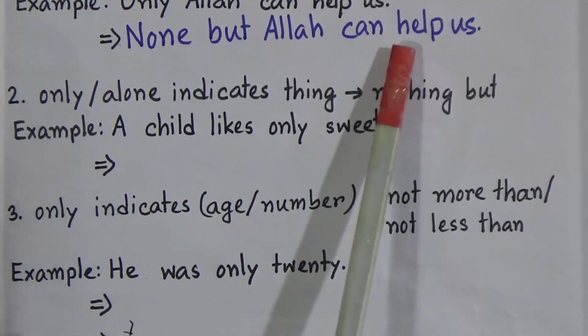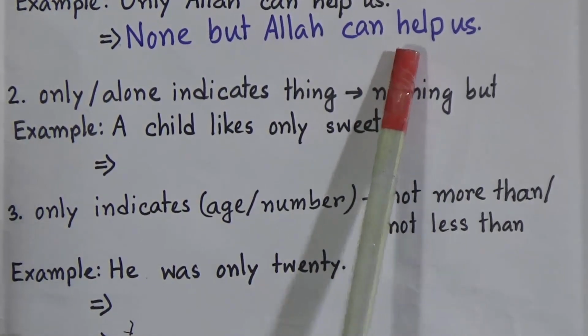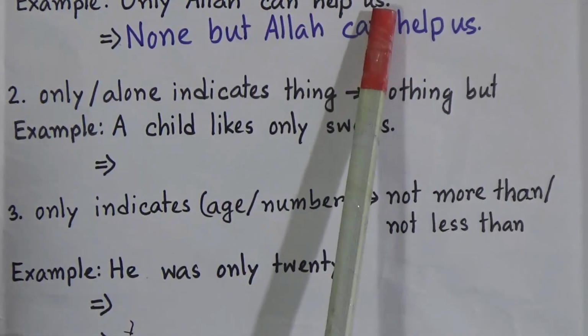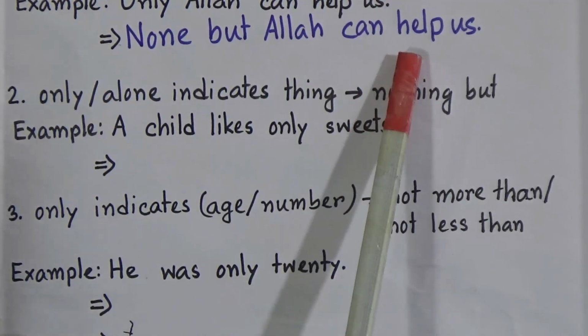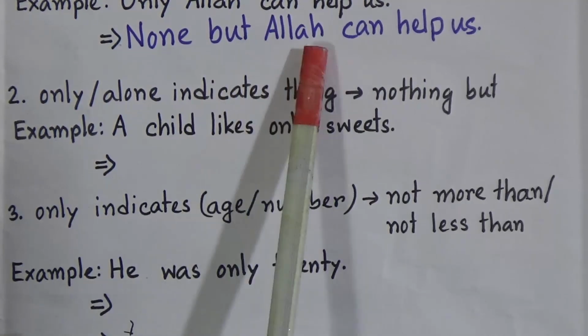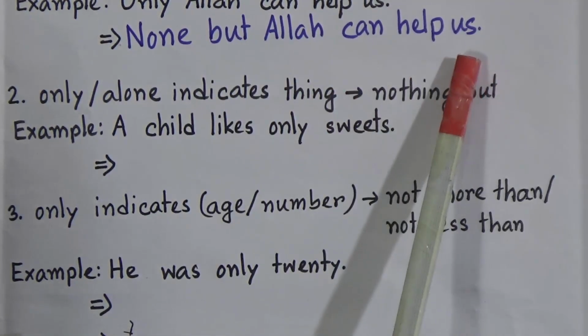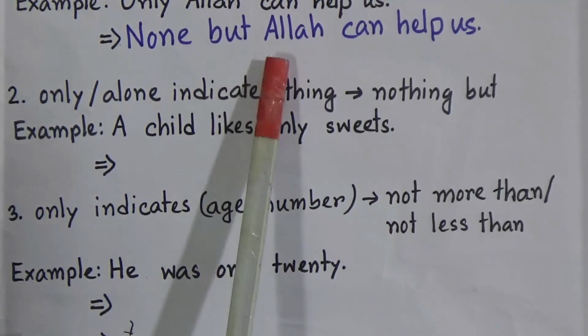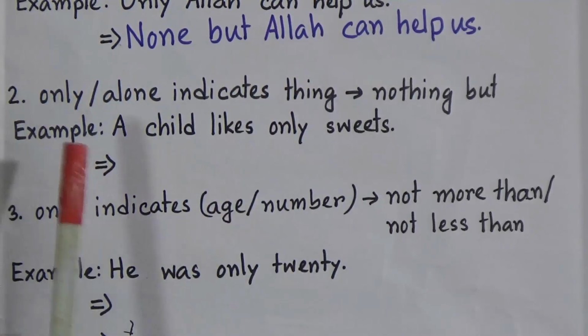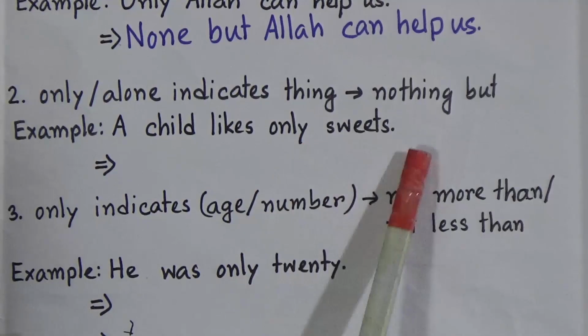The first one has been done in the same way. Now look, only Allah can help us. Now this is the affirmative form and we have changed it to negative form. None but Allah can help us. This is the negative form, but the meaning of these two sentences are same. Now a child likes only sweets.